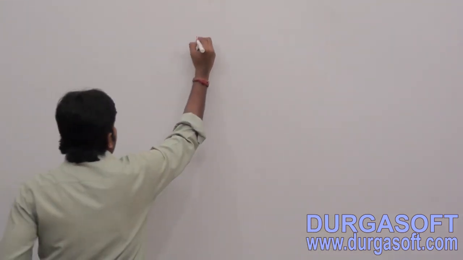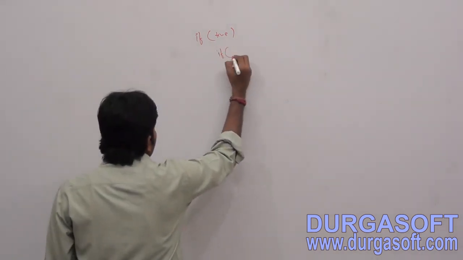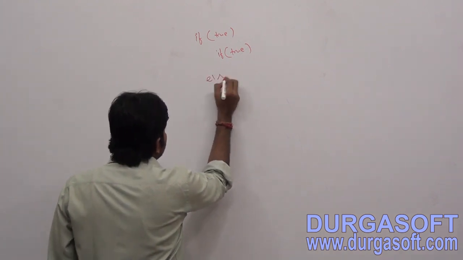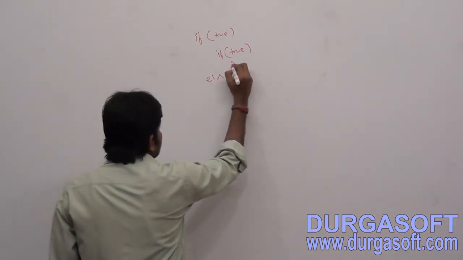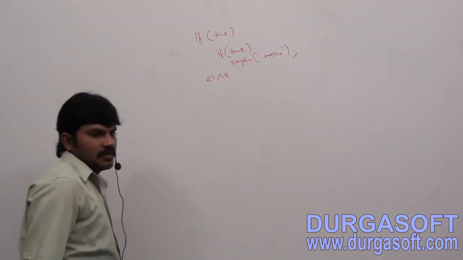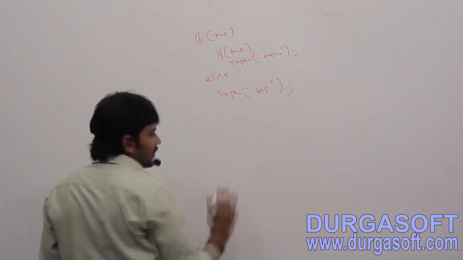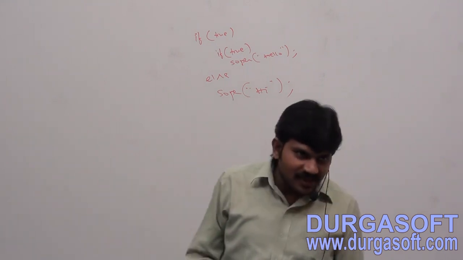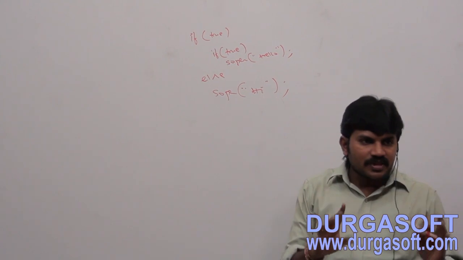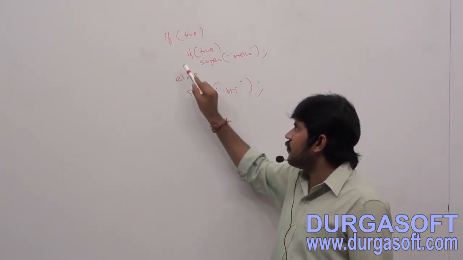See, sir, I am taking if of true, some statement SOP of hello. Here I am taking else, system.out.println hi. How many if statements are there? 2 if statements. But how many else statement is there? Only one. Can you tell this else are related to this if or this if?